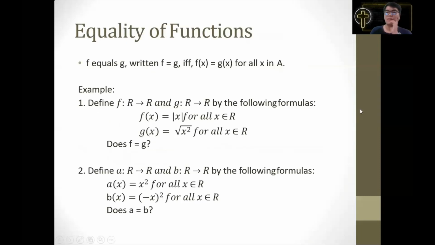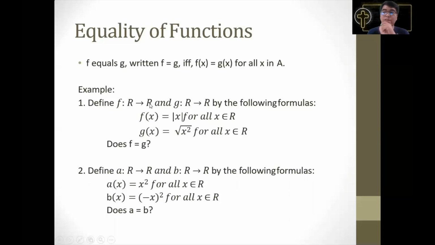Now we have this equality of functions. They say that f equals g, if and only if f of x is equal to g of x for all x in A. For example, f is a relation from R to R, and g is also a relation from real numbers to real numbers.